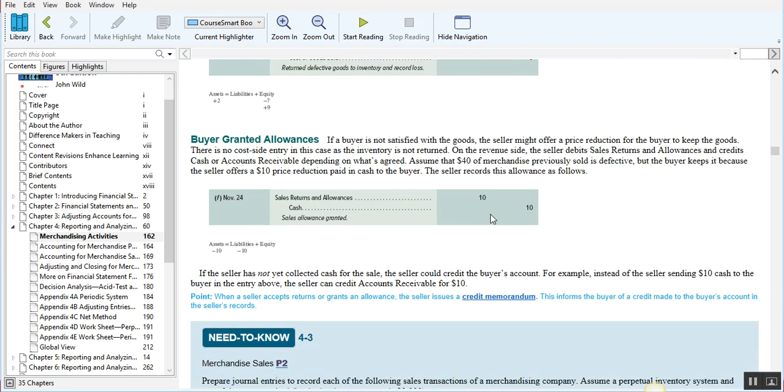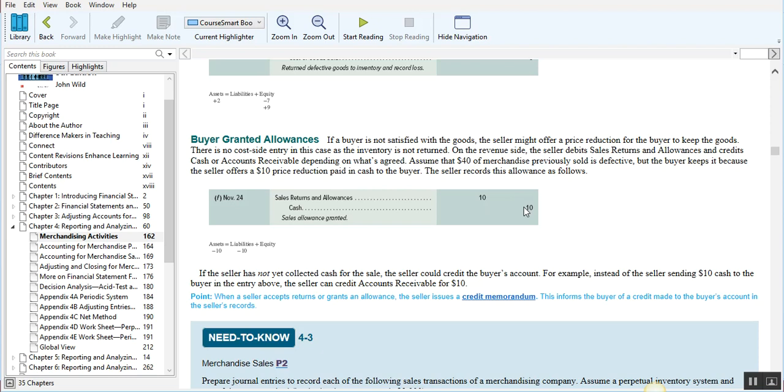Now, if a buyer isn't satisfied with the goods and they come back to us and complain about them, we may offer them a discount in order to encourage them to keep the goods rather than return them. Here in this example, that's exactly what happened. The seller said, well, I'll give you a $10 price reduction if you keep the goods, and the purchaser agreed to that. So here's what would happen. You'd record a $10 debit to sales returns and allowances and a $10 credit to cash.